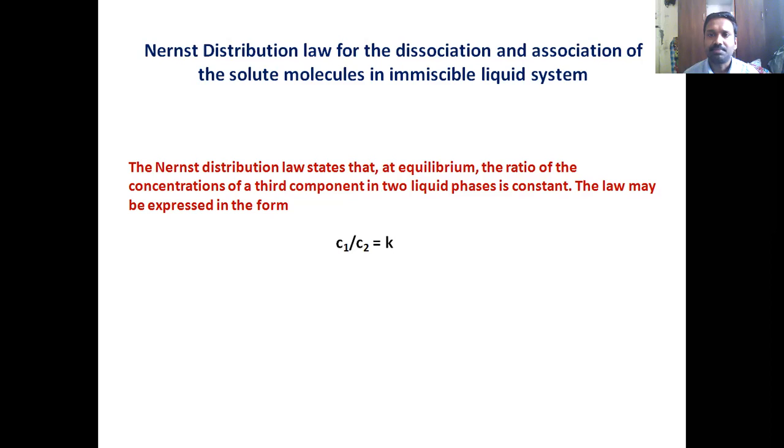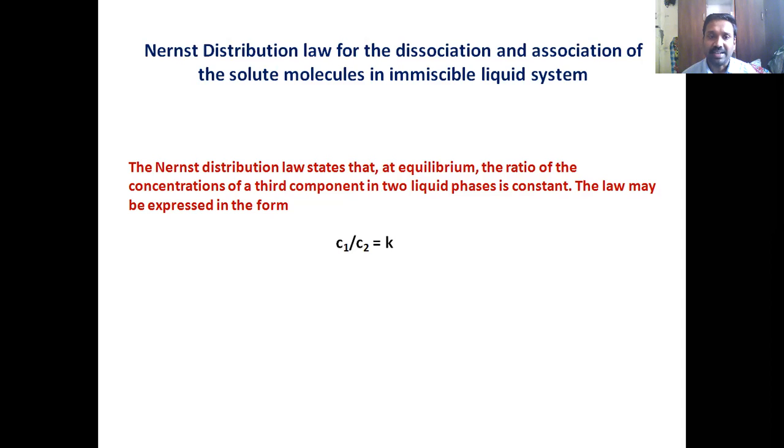We have seen the statement of Nernst distribution law. I mean, what is the origin of this distribution law? That if you put a solute in an immiscible liquid system, the solute can go into both of the solvents, depending upon its solubility in the solvents. I'm not saying that the solute dissolves in both the solvents to an equal extent. Most of the times it is to an unequal extent.